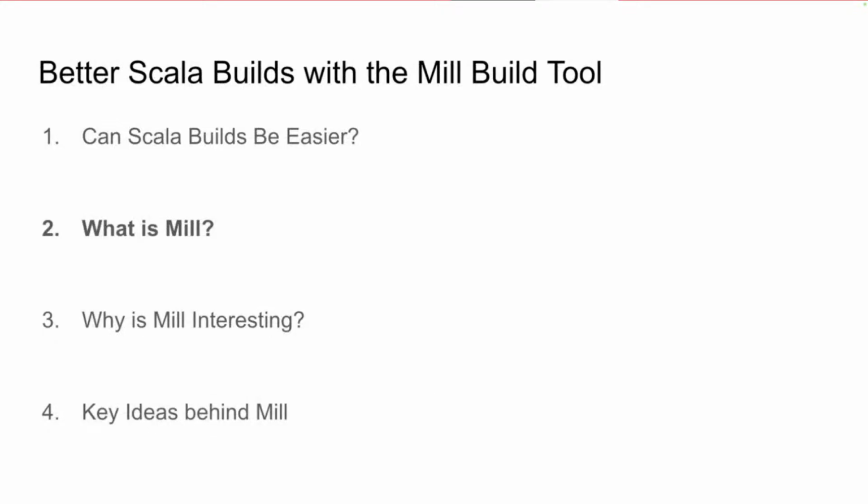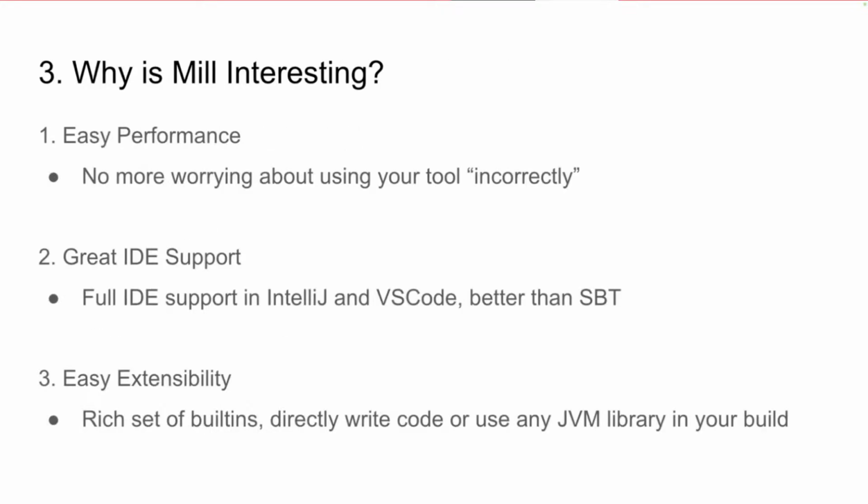So far we saw mostly Mill doing what any other build tool can do. So let's look at what Mill can do that other build tools like SBT don't do as well. I think the reason why Mill is interesting is that it's just easier to get good performance out of Mill. It's easier to get good IDE support and navigate your build. And it's easier with custom logic or custom build pipelines and so on.